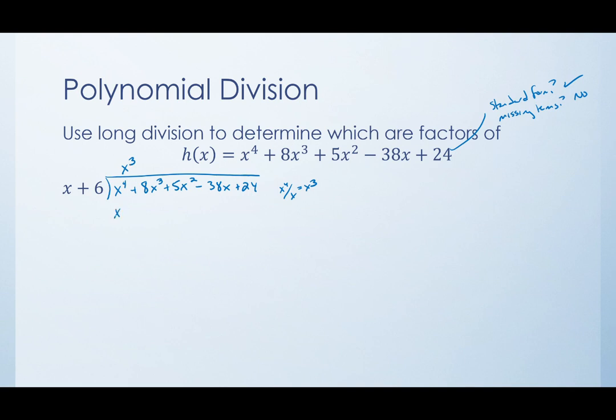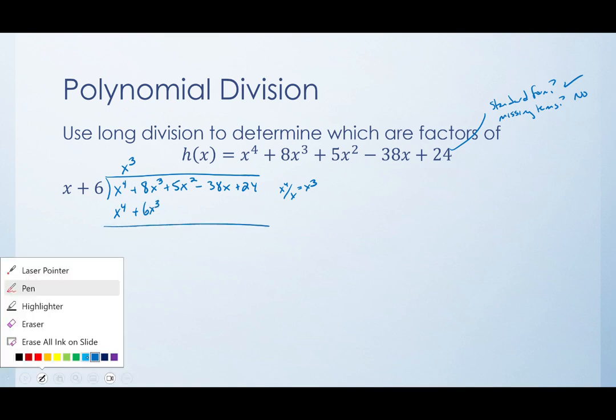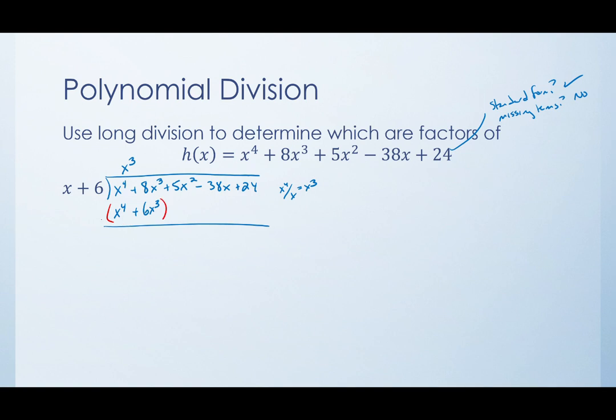x to the 3rd times x is x to the 4th. x to the 3rd times 6, 6x to the 3rd. Now, of course, we are going to subtract. Our x to the 4th cancel. I'm going to get left 8 minus 6 is 2x to the 3rd, and bring down the next term. Now we've got 2x to the 3rd over x. That's going to be 2x squared for the next part of our answer.